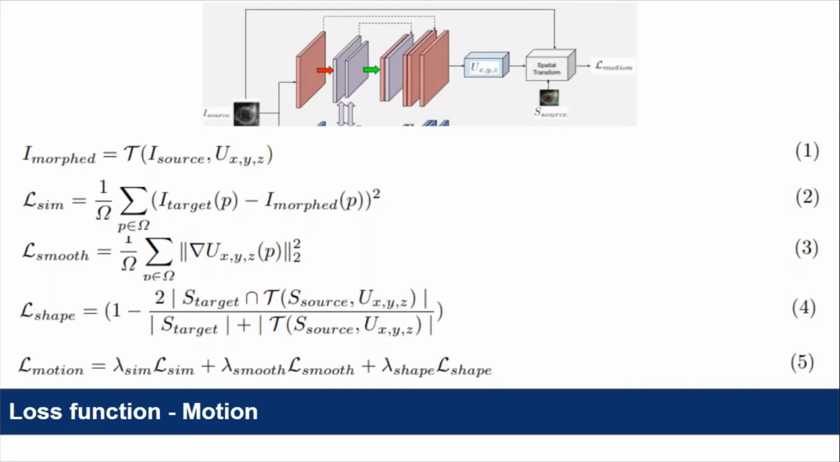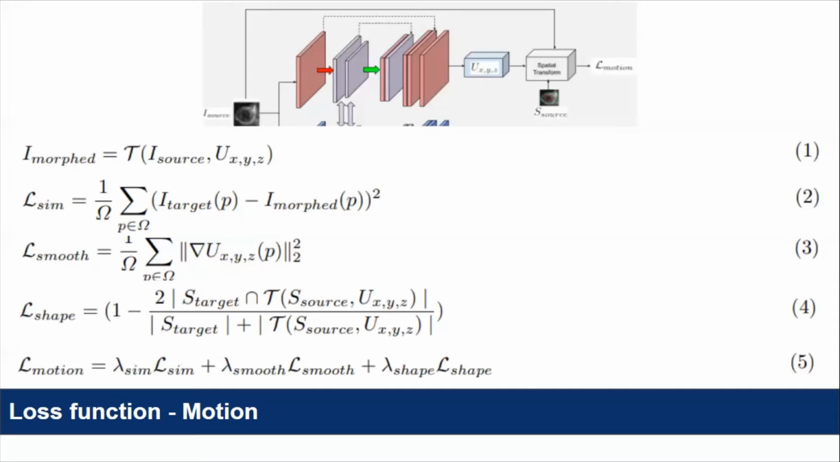If we use this displacement field and morph the source image using some sort of spatial transformation operation, the morphed image should match the target image. Mathematically, the network aims to minimize the mean squared error between the morphed source image and the target image, and we denote this as L_SIM, for the similarity loss.